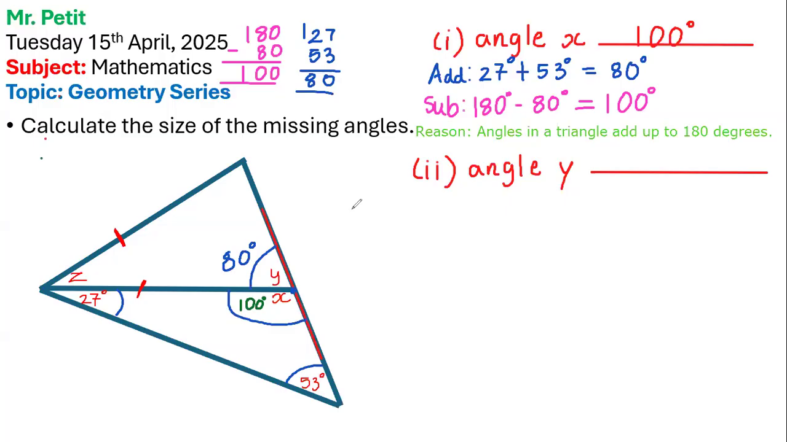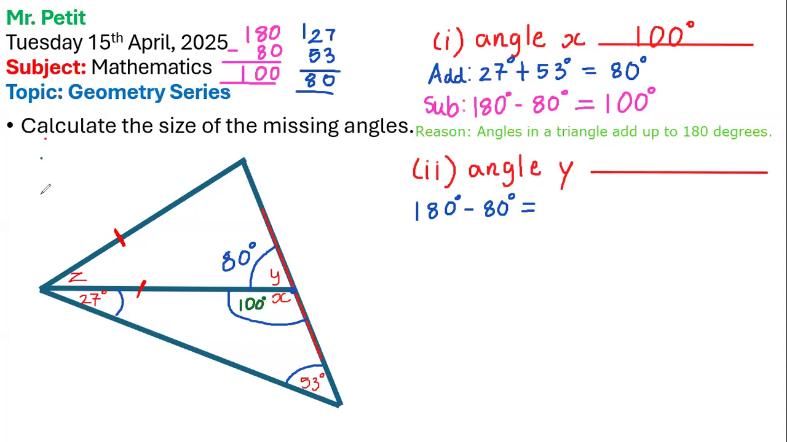All right, so now how do we get 80? What are we going to do? We subtract. So we say 180 degrees minus what? Minus 80 degrees. And that gives us what?